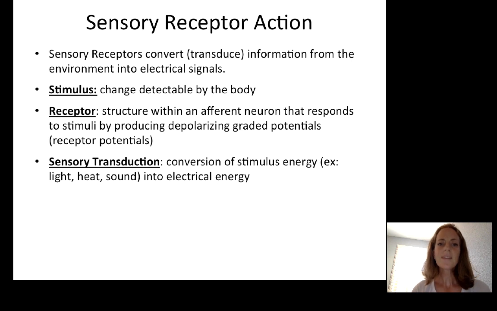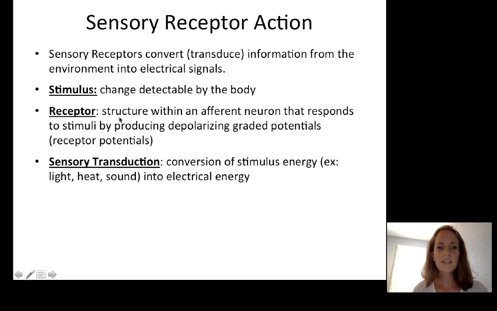So sensory receptors are responding to some change that is detectable, and they are going to convert that information from the environment into electrical signals. So the stimulus is the change. It's the change in pressure on the skin. It's the change in light on your eye. It's the change in sound within your ears. And it will be transduced or converted into electrical signals by the receptor.